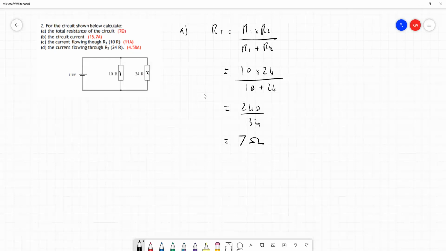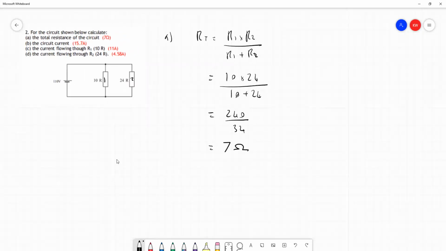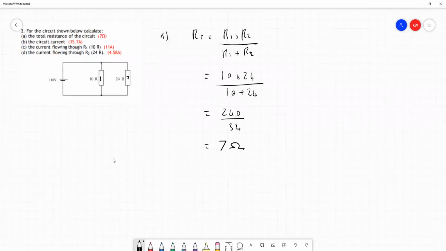Now we need to find the circuit current, and again this is quite like what we did in question 1. We can use Ohm's law to find the circuit current based on the supply voltage and total resistance. I'm just rearranging our formula once again, and we put in our numbers here. So we have 110 volts divided by 7 ohms, and when we put that into our calculator, we get an answer of 15.7 amps.